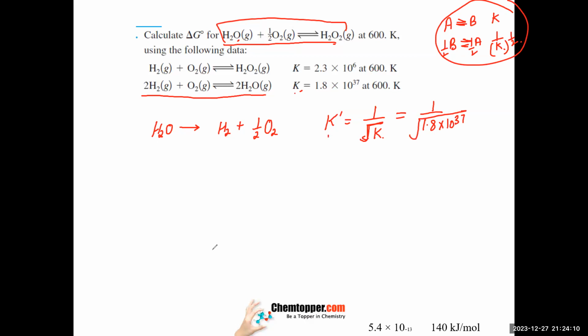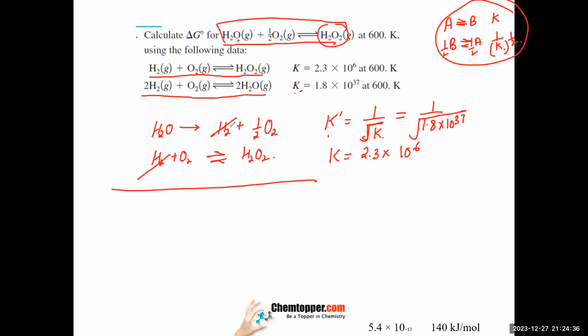And what should I do with this equation? I'll take it as such. I need H2O2, so H2 plus O2 giving you H2O2. This K will be unchanged. Now you add them. H2 cancels, and half O2 cancels, and you are left with only half O2 here. So the net equation is H2O plus half O2 giving you H2O2.